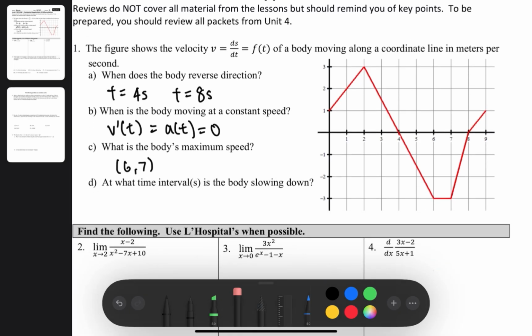At what time intervals is the body slowing down? Is the next question. And it's slowing down when the velocity is positive and the acceleration is negative, or when the velocity is negative and the acceleration is positive. So let me write that down.